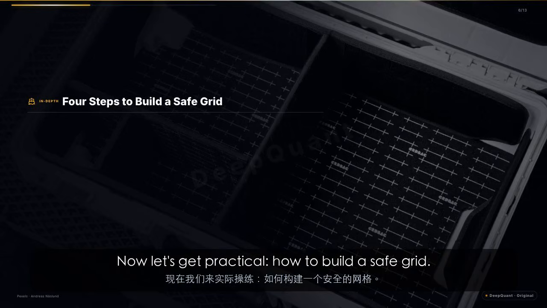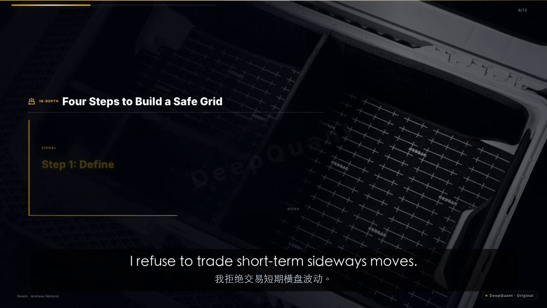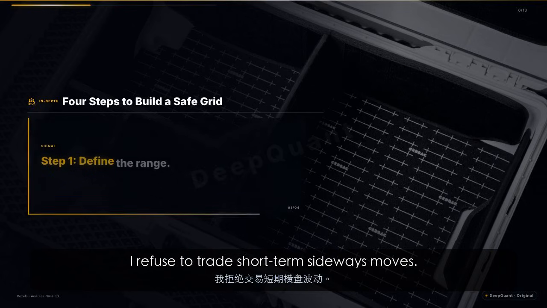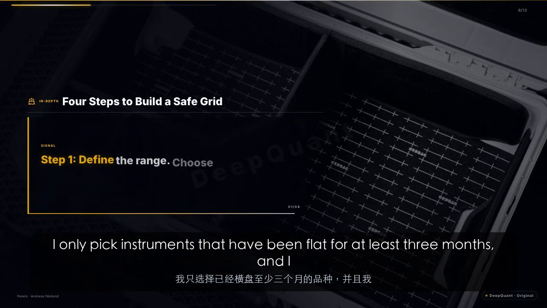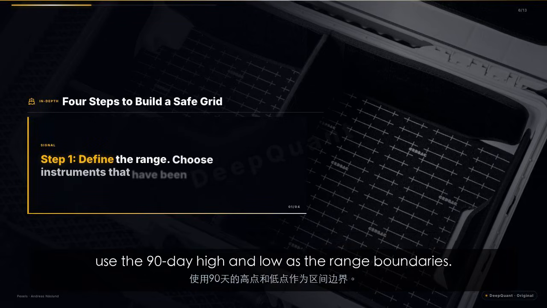Now let's get practical: how to build a safe grid. Step 1. Define the range. I refuse to trade short-term sideways moves. I only pick instruments that have been flat for at least 3 months, and I use the 90-day high and low as the range boundaries.